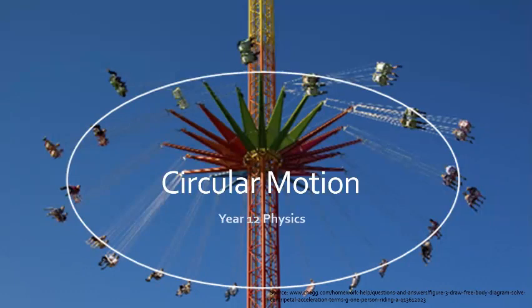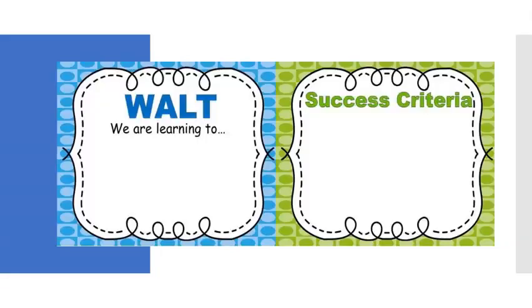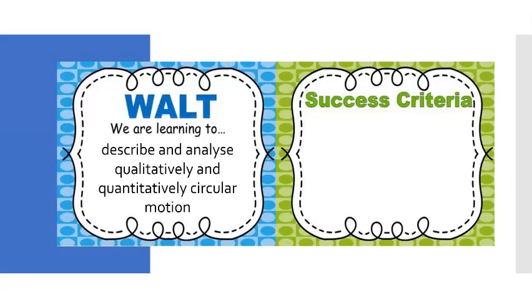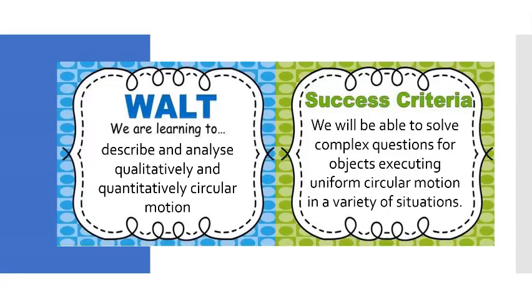In our Year 12 Physics course, we're studying circular motion as part of the first module, Advanced Mechanics. You can see from the picture, this is a ride that goes round and round. We'll start to look at the physics of circular motion. We're learning to describe and analyze qualitatively and quantitatively circular motion, and we'll be able to solve complex questions for objects executing uniform circular motion in a variety of situations.